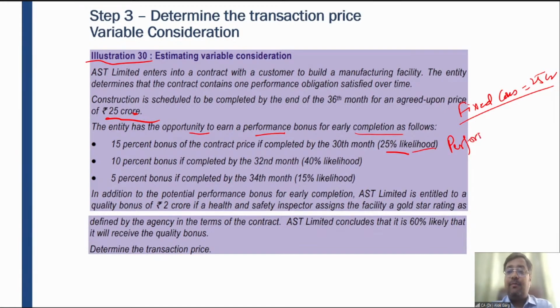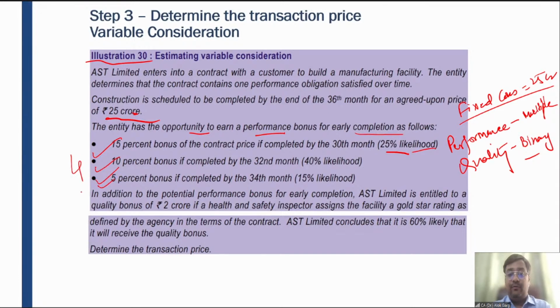So friends, in this question, a fixed consideration has been given, and there are two variable considerations. One relates to the performance bonus, and the second is related to the quality bonus. For the performance bonus, multiple outcomes are given, and for the quality bonus, only a binary outcome is given. You can see 15%, 10%, 5%, 0%. There are 4 outcomes for the performance bonus, and for the quality bonus, the amount is 2 crore, and it will be received only when the health and safety inspector gives this facility a gold star rating.